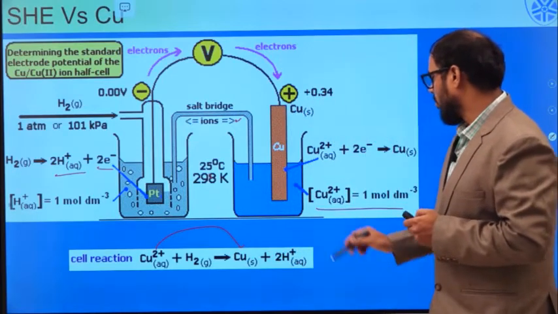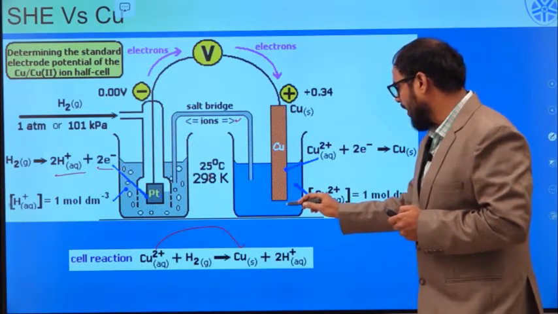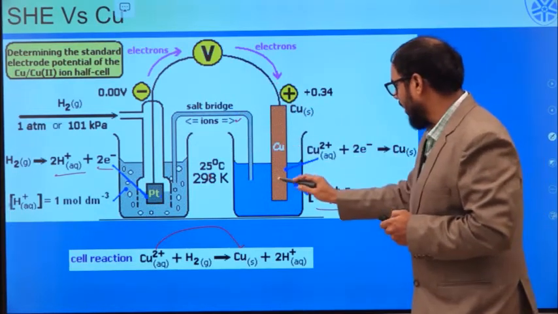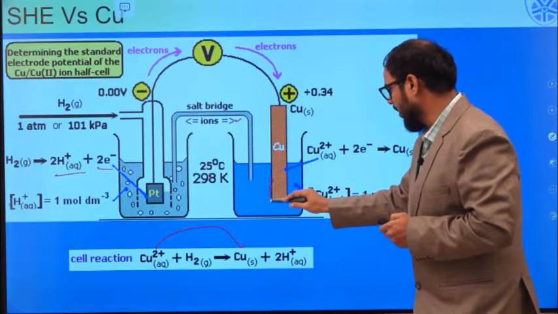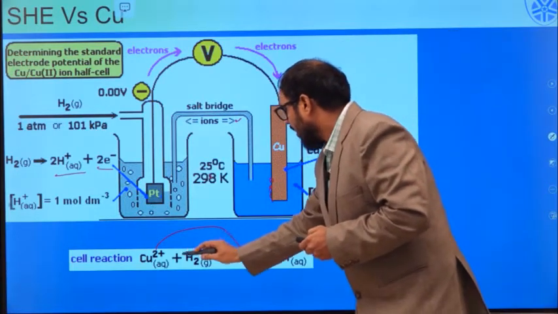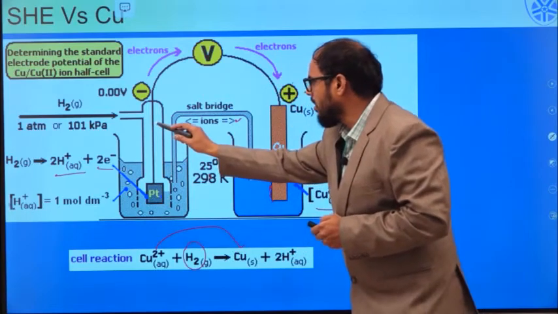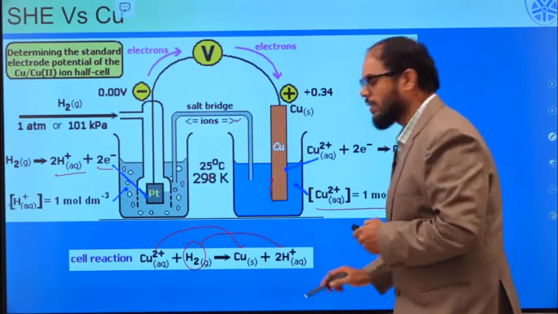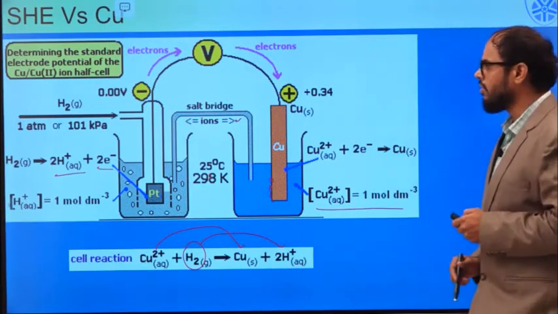So this is the following reaction where the copper plus 2 ions get reduced to copper solid. So the copper plus 2 ions in the medium take up the electrons from the other half cell and get deposited at the copper metallic strip. On the other hand, the hydrogen gas is getting oxidized to H plus ions, releasing 2 electrons.